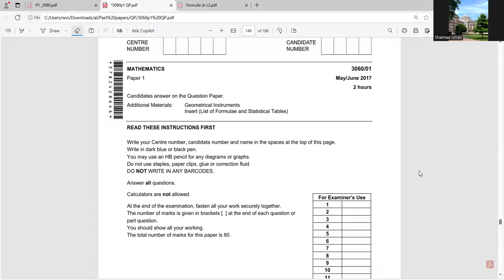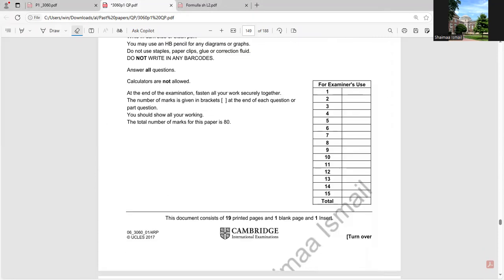Here we have 2017, code 3060, paper 1. Let's get started. Bismillah.